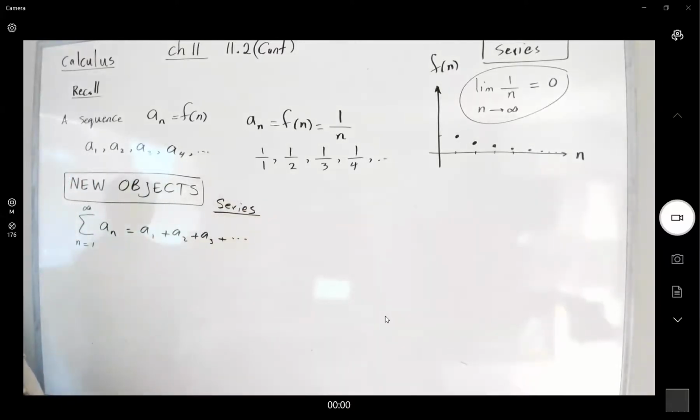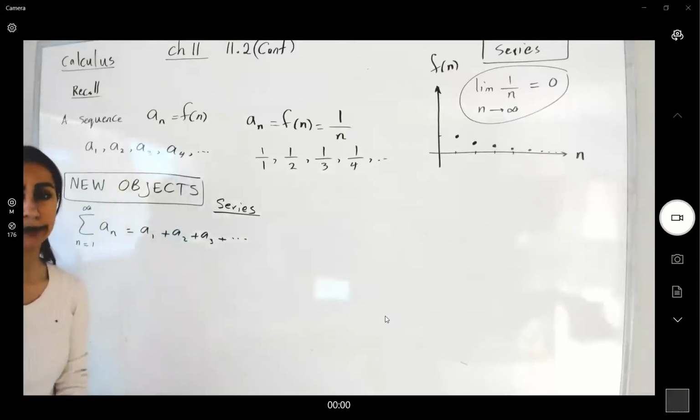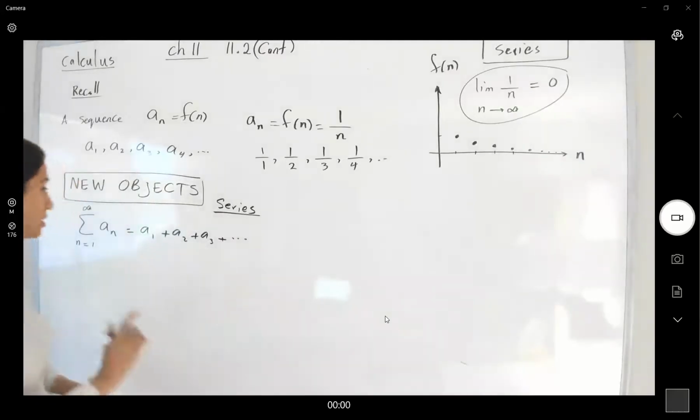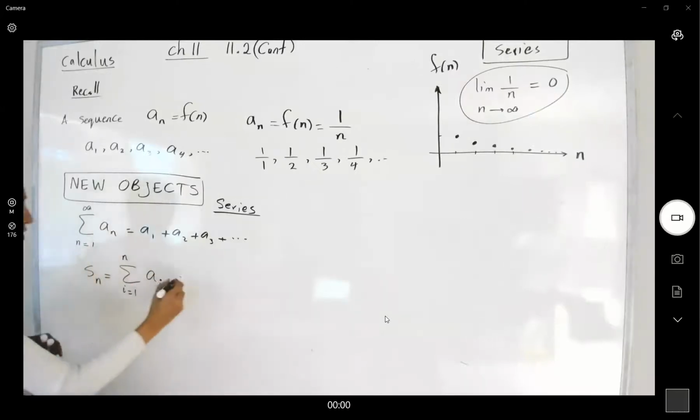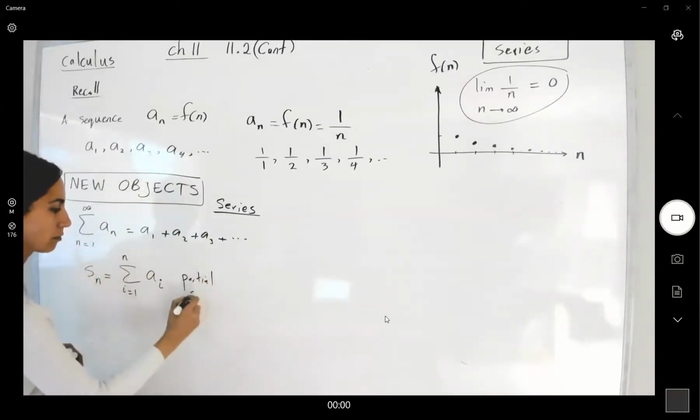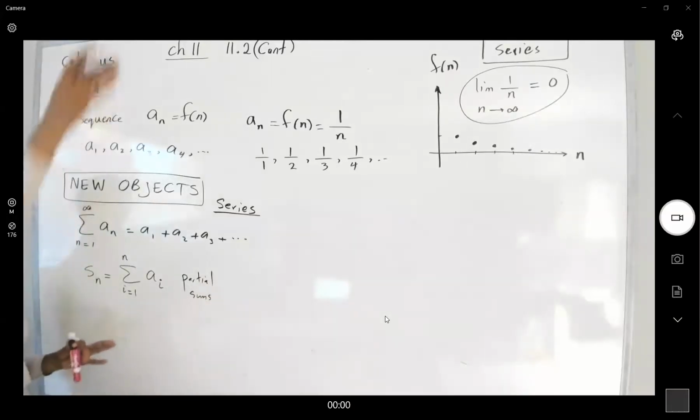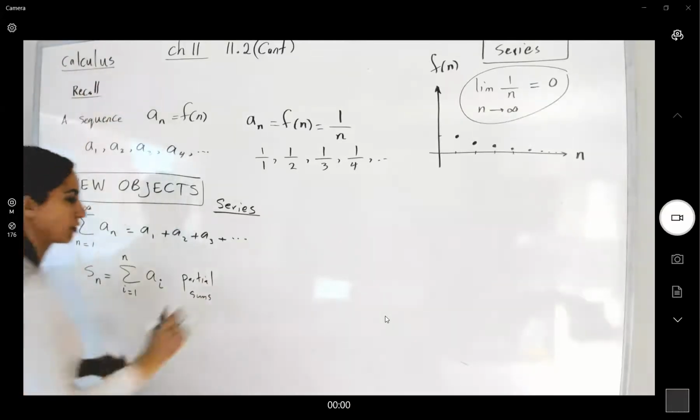Okay, so when we're talking about series, we're interested in knowing when we have a convergent series and when we have a divergent series. So the technique that we came up with is to use partial sums. We say that S sub n, the partial sum, is equal to the sum of a sub i, so wherever we see n, we use i. i starts from 1 and it stops at n. So these partial sums actually construct a sequence. How so?